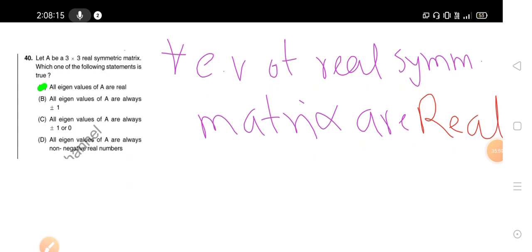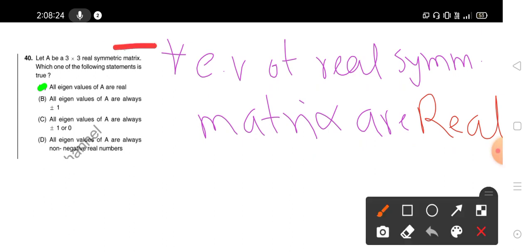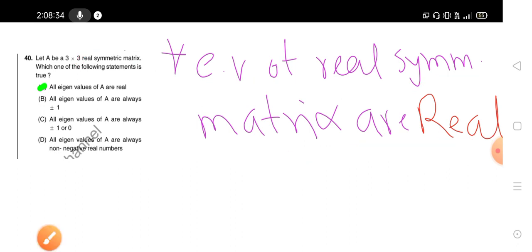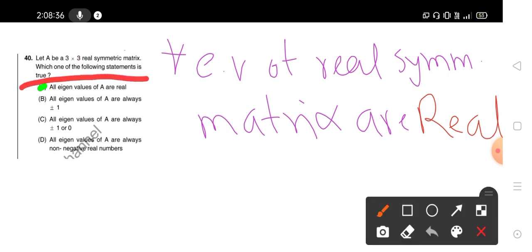Next question: let A be a 3 cross 3 real symmetric matrix. Which of the following is true? Here given a real symmetric matrix, we know one standard result: all eigenvalues of a real symmetric matrix are real. Therefore answer A is correct. All eigenvalues of A are real.